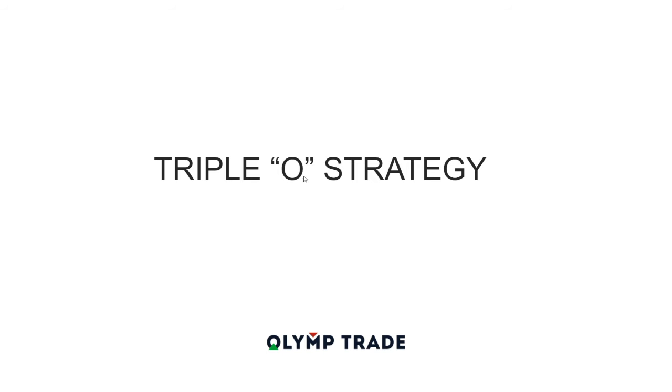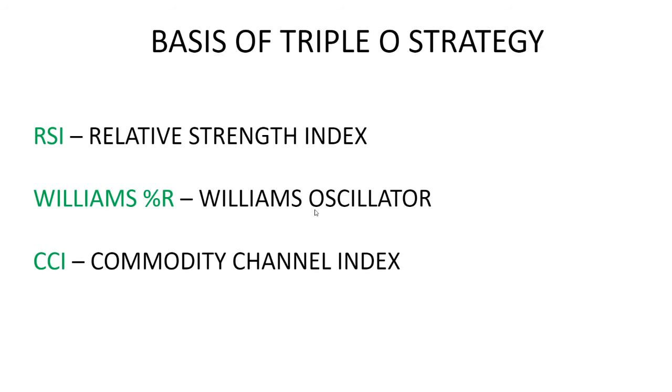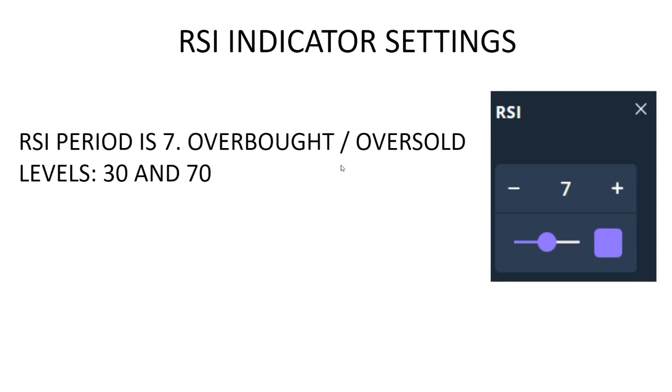Triple O is because we use 3 oscillators, so that's why it's called the triple O strategy. The basis of the triple O strategy is 3 indicators. The 3 oscillators that we are going to use are the RSI, Relative Strength Index, Williams percentage R, which is the Williams oscillator, and the CCI, which is the Commodity Channel Index.